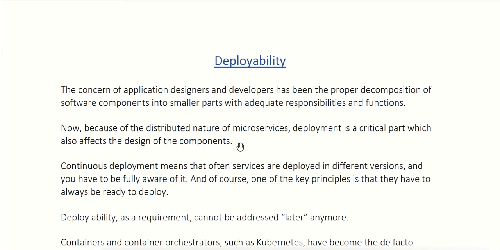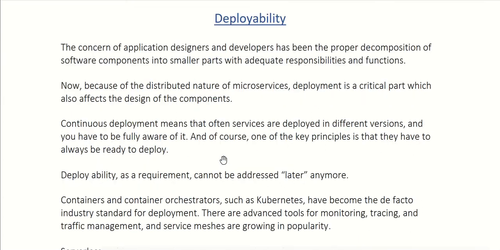Now, because of the distributed nature of microservices, deployment is a critical part which also affects the design of the components. Continuous deployment means that often services are deployed in different versions and you have to be fully aware of it. The moment you decompose your application services, which earlier were monolithic in nature with a RESTful architecture, where you used to do only one deployment for each release, for example once in three months, you used to deploy everything in one shot.